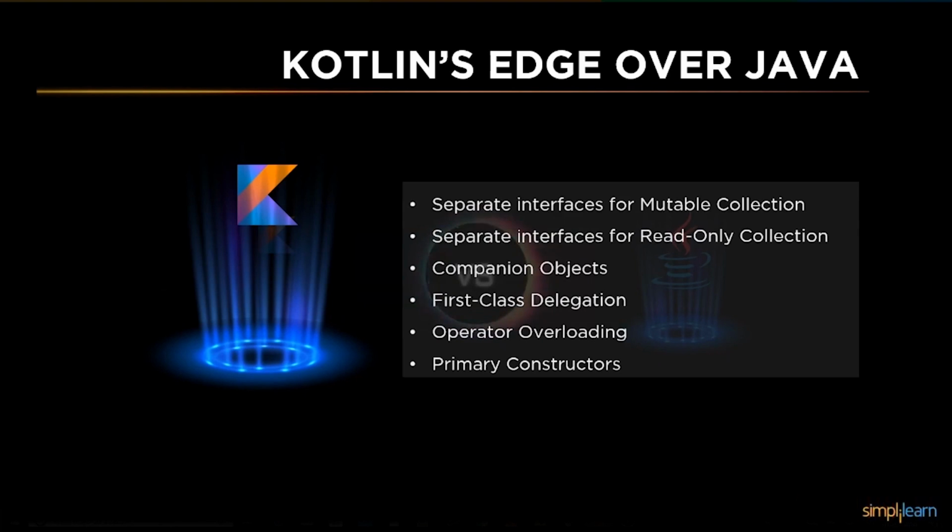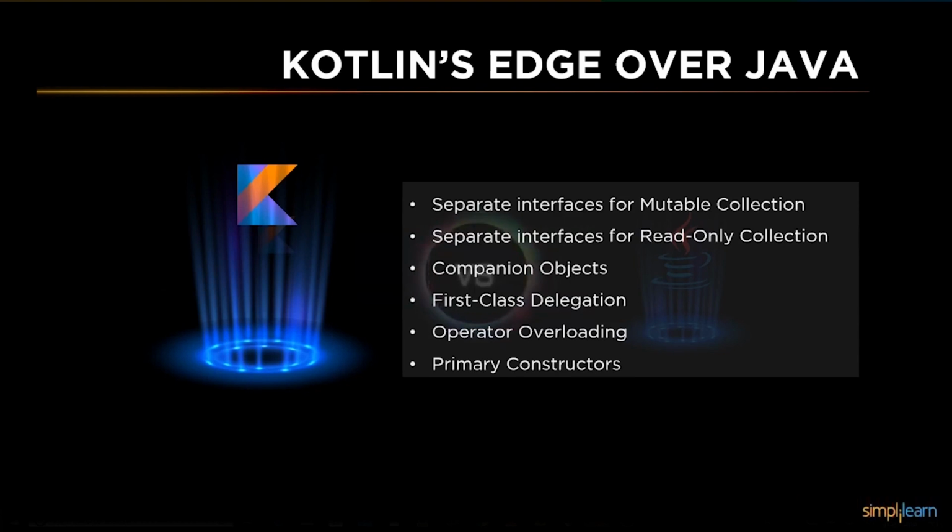Next is the separate interface for readable and mutable collections. The Kotlin standard library offers generic interfaces, classes, and functions for creating, populating, and managing collections of any type. The collection interfaces and related functions are located in the kotlin.collections package. The Kotlin standard library provides implementation for basic collection types: sets, lists, and maps. A pair of interfaces represents each collection type: a read-only interface that provides operations for accessing collection elements, and a mutable interface that extends the corresponding read-only interface with write operations.